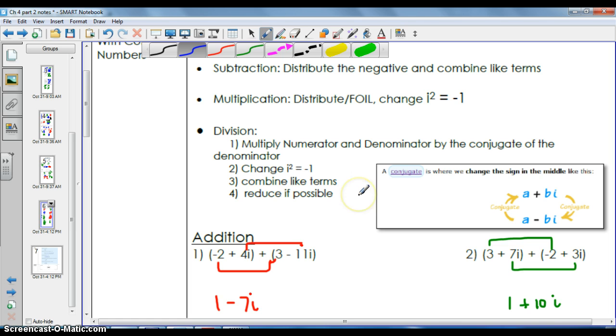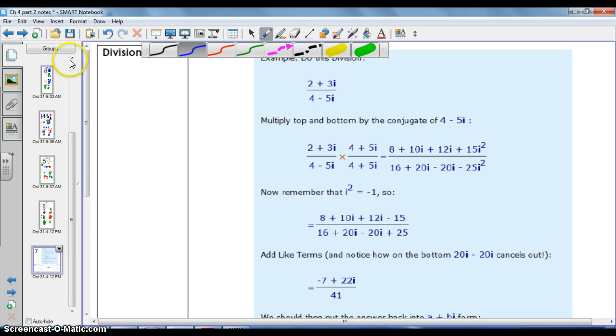What that ends up doing is kind of helping cancel it out. It's almost kind of like rationalizing that denominator. It looks very similar to that type of thing. Then we change any i squareds to negative 1s. We combine like terms and we reduce. So this example's worked for us, so let's take a look.